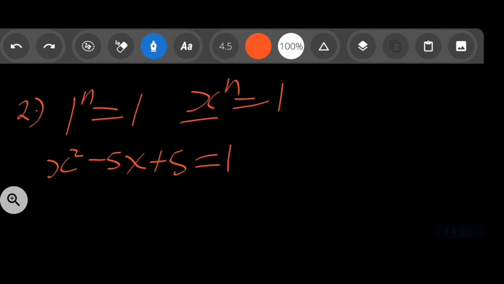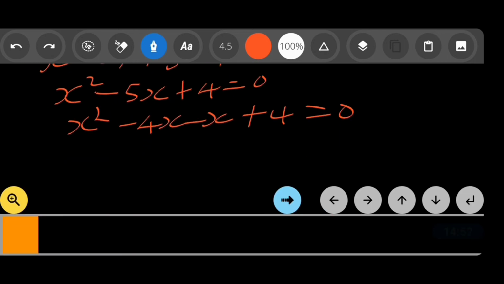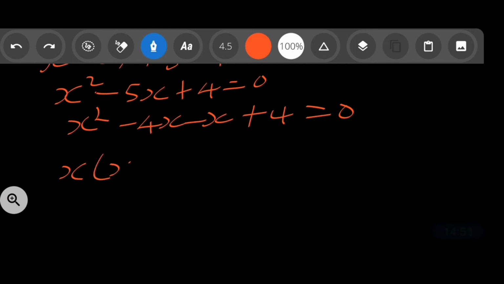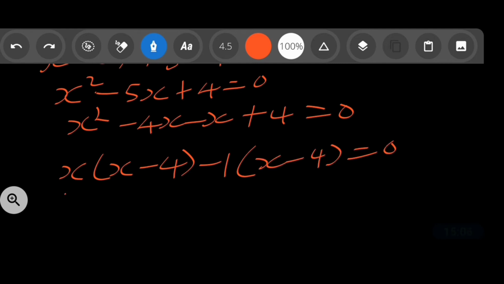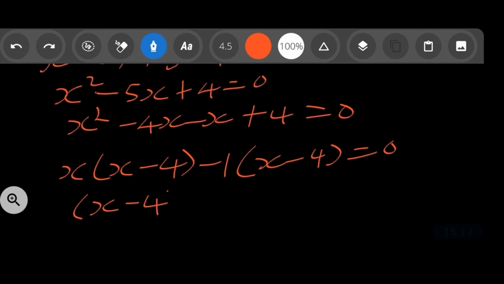So we can subtract 1 from both sides of the equation, and we get x squared minus 5x plus 4 is equal to 0. Then we have x squared minus 4x minus x plus 4 is equal to 0. Now we can group. We get x, with x minus 4 remaining in the bracket, minus 1 comes out, we have x minus 4, and all this is equal to 0. Since x minus 4 is present in both terms, we can factor out x minus 4, and we get x minus 1 left, and this is equal to 0.